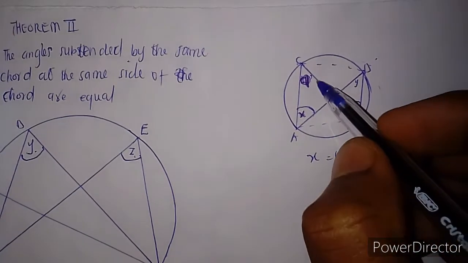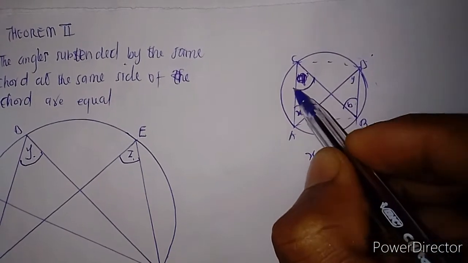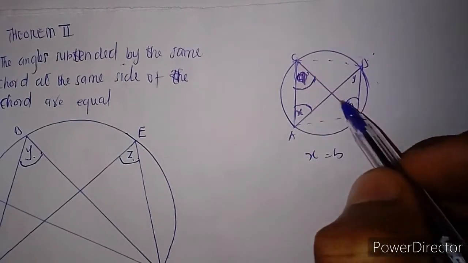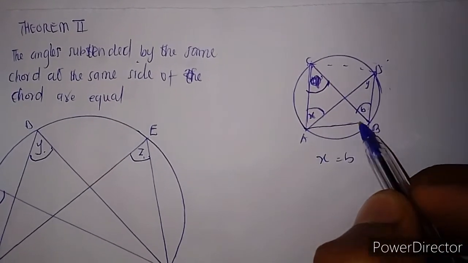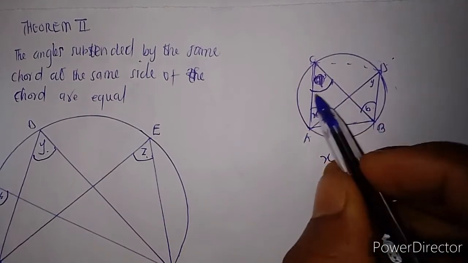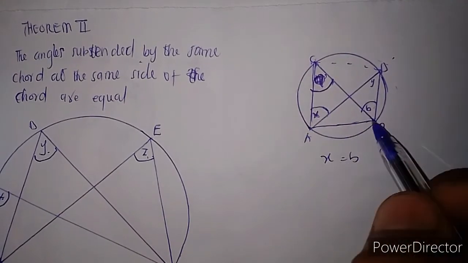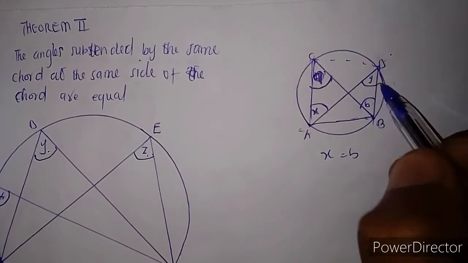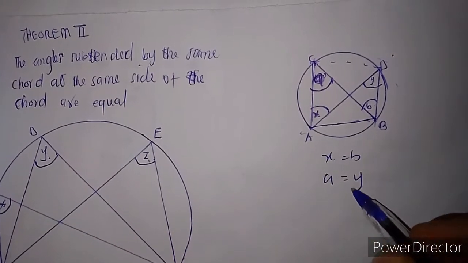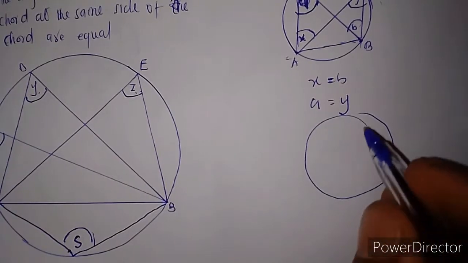And then let's come to this A and Y. You see this A is being subtended by this chord AB. This chord AB is making that angle, and another angle being made by this same AB is Y. You understand? So we say A is equal to Y. So they can also give you something like this.